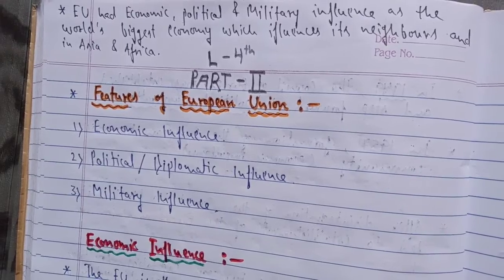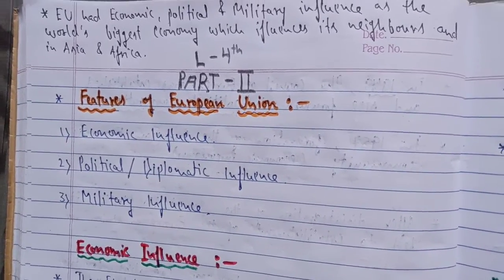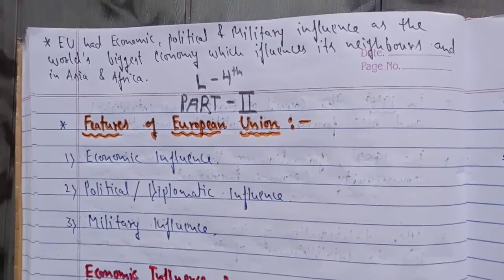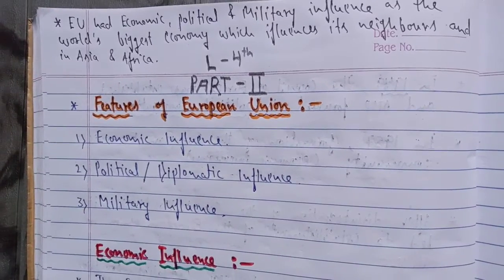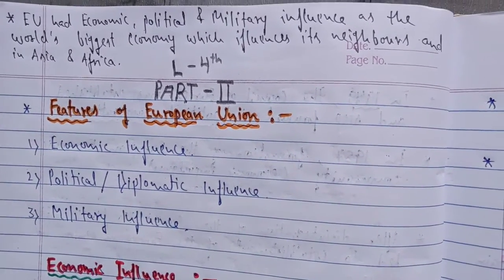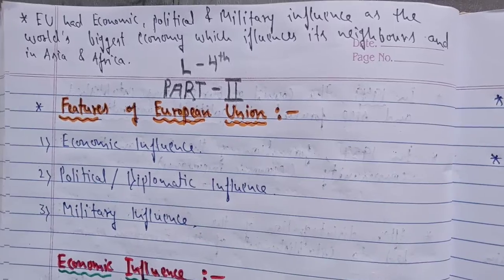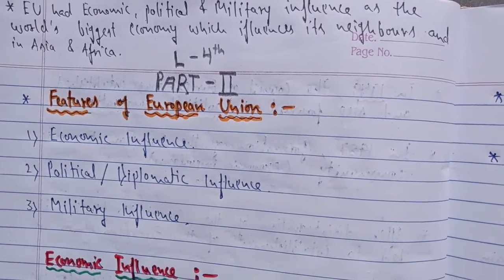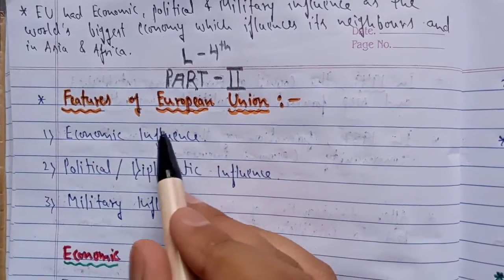how its formation took place, how it came into being in the current scenario, how it started with the Marshall Plan, and how in 1991 after the disintegration of USSR the European Union was formed. So what were the features of the European Union?